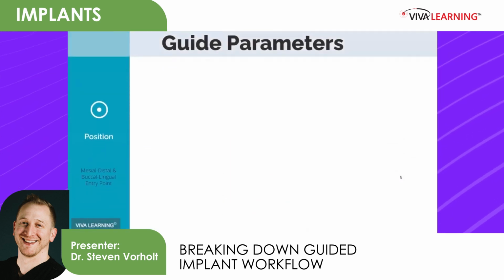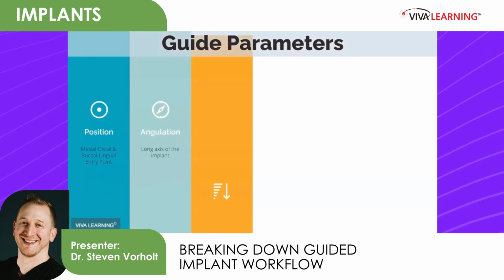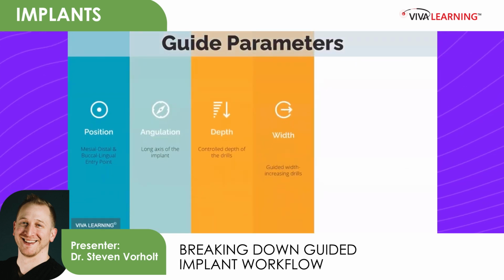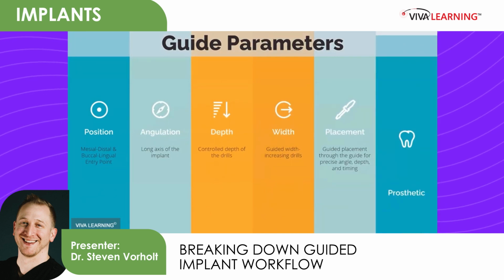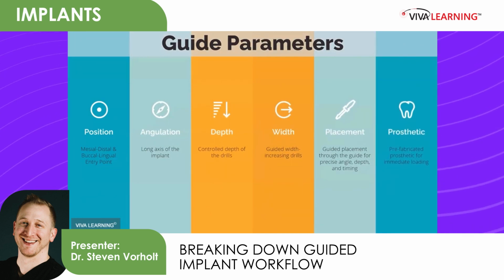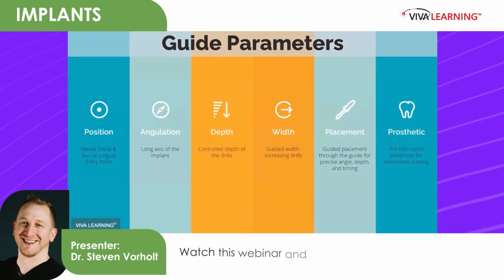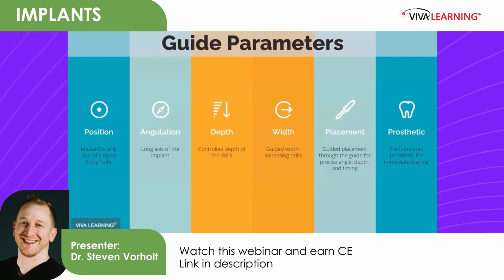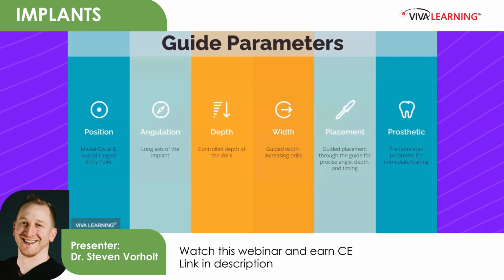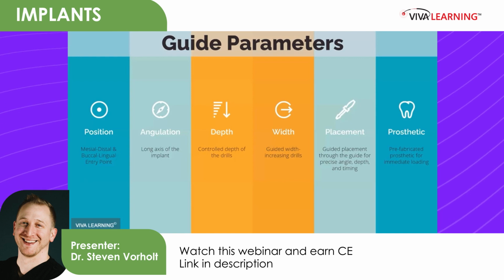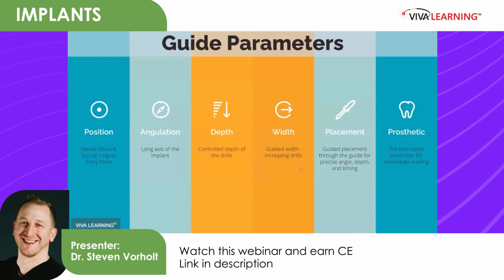So speaking of that, what are some more dialed-in guide parameters here? What are our options for guides? We can certainly talk about the positioning. That's a big thing. Angulation and depth. So we can control the three main vectors for implants. And then we can also control things like width, placement, and prosthetic.